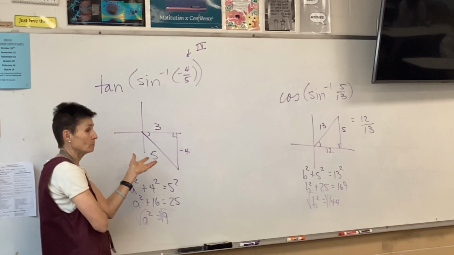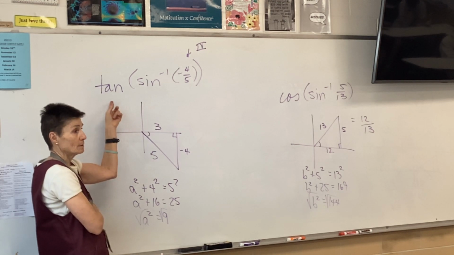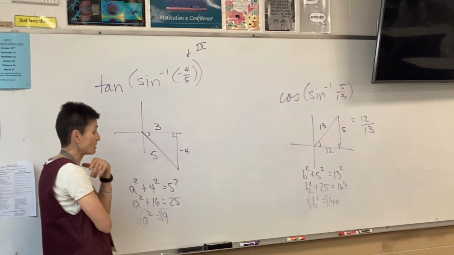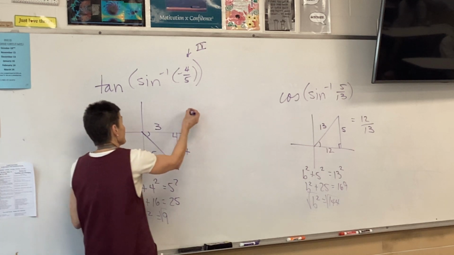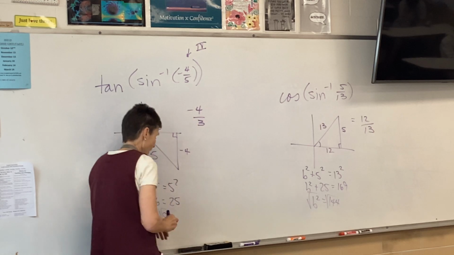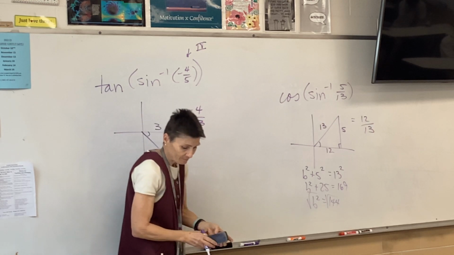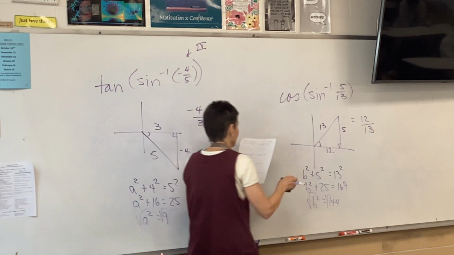Now, what does the question want to know? Tangent. What's the tangent? Negative 4/3. -4/3. Done. I think these are easy. They look hard, for sure.